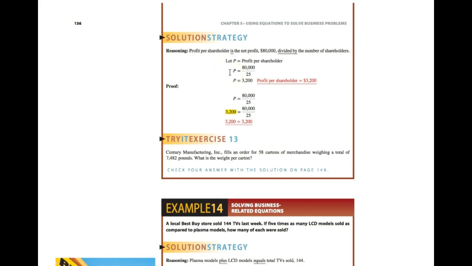So P is going to be the profit per shareholder. We have $80,000 and 25 people. Divide that and we get 3,200 per person. Check your work. And we confirm it. So go ahead and try it. Exercise 13. Do that one now. Check your answer on page 149 and then come back.